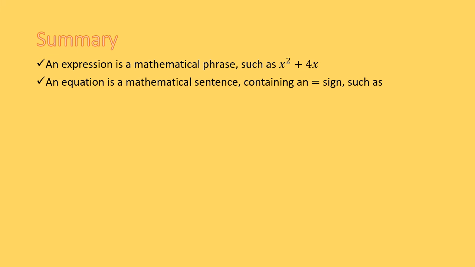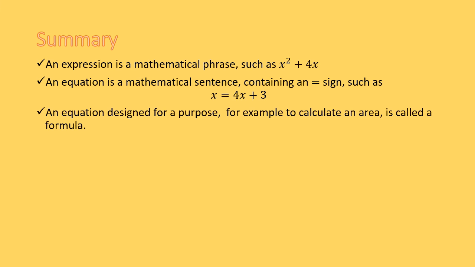Summary of the lesson. An expression is a mathematical phrase such as x squared plus 4x. An equation is a mathematical sentence containing an equal sign such as x equals 4x plus 3. An equation designed for a purpose, for example, to calculate an area, is called a formula. An equation that is always true is called an identity.